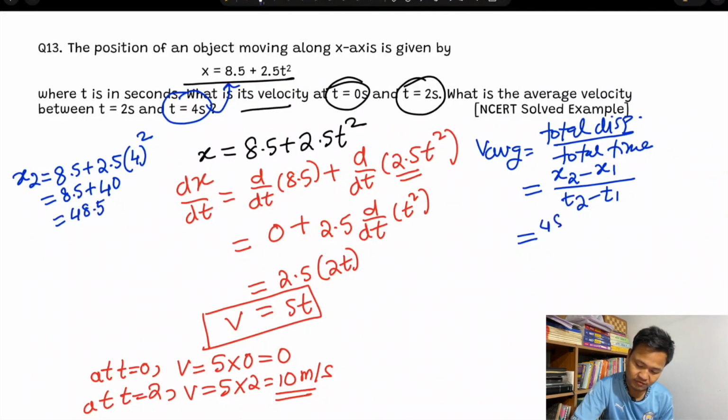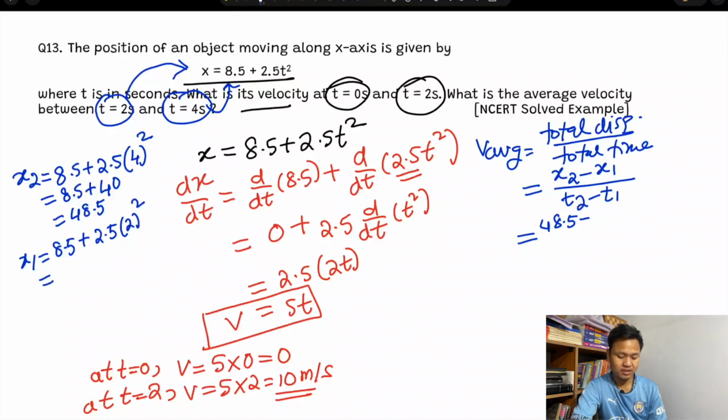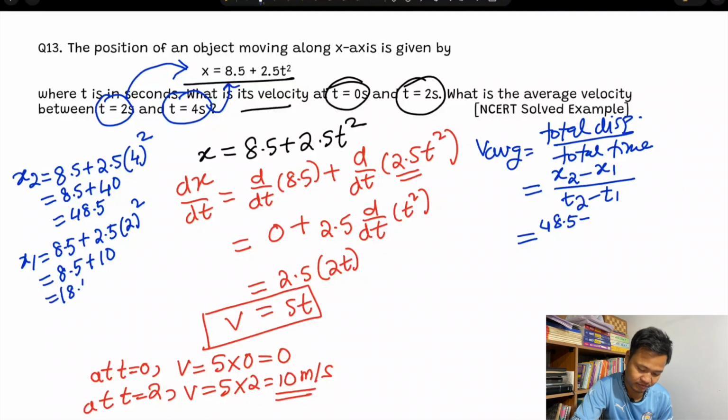So 48.5 minus x1. Here t equals 2, you put t equals 2 here. So x1 equals 8.5 plus 2.5 into 2 squared. So 8.5 plus 5 by 2 into 4. 2 into 5 is 10. So I will have here 18.5.